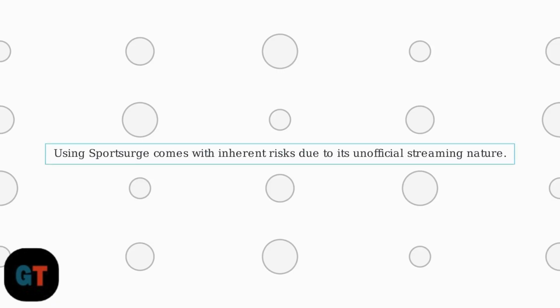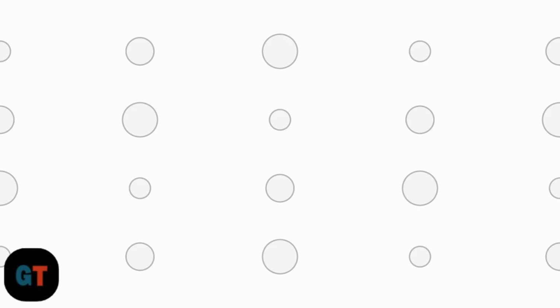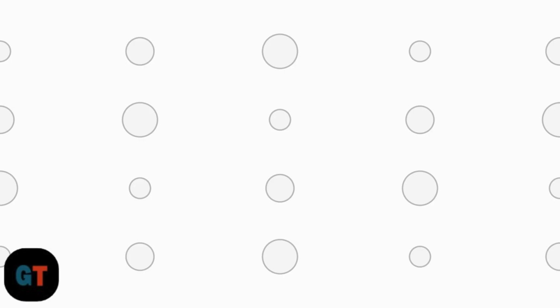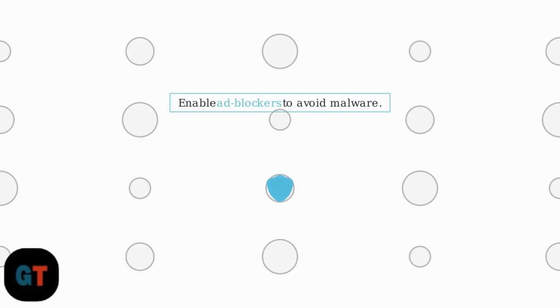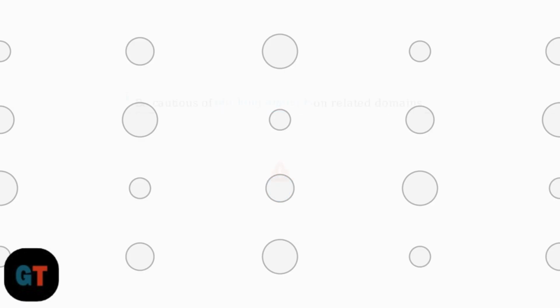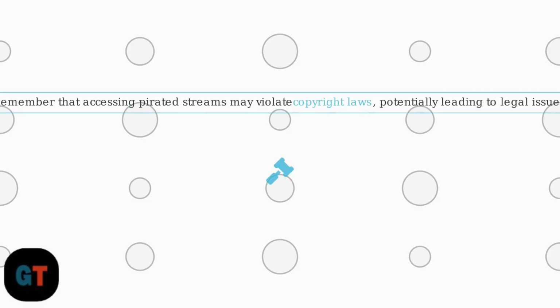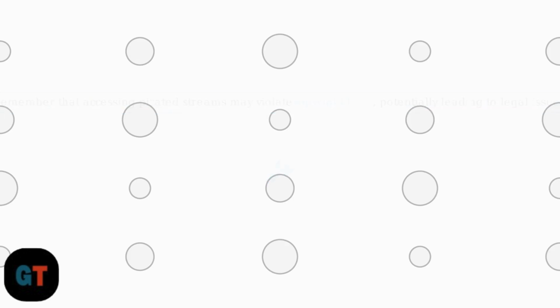Using Sportsurge comes with inherent risks due to its unofficial streaming nature. Always use a VPN to mask your IP address, as ISPs may throttle or block the site. Enable ad blockers to avoid malware. Be cautious of phishing attempts on related domains. Remember that accessing pirated streams may violate copyright laws, potentially leading to legal issues.